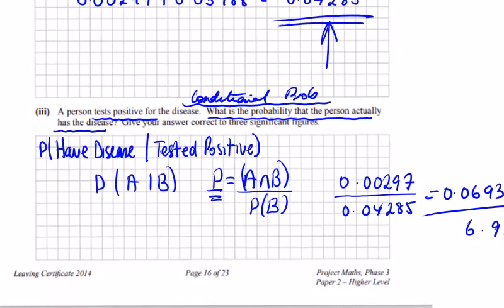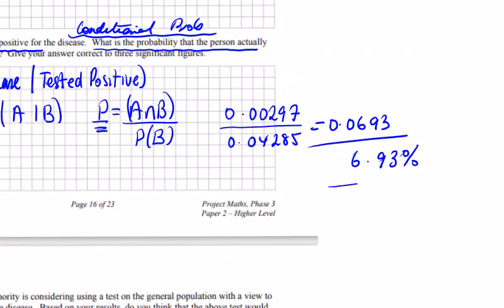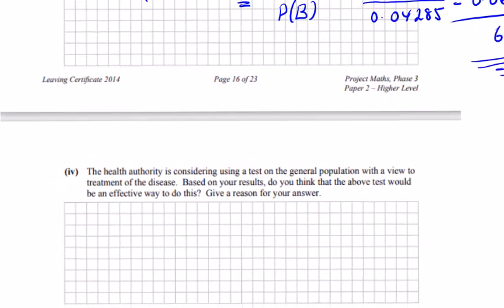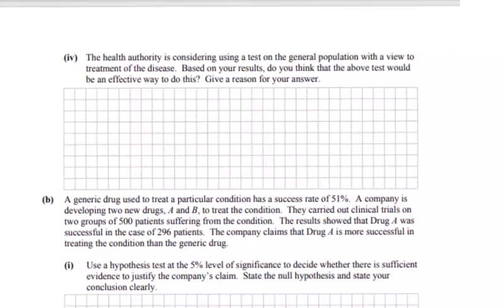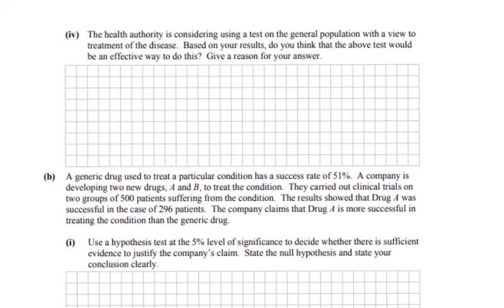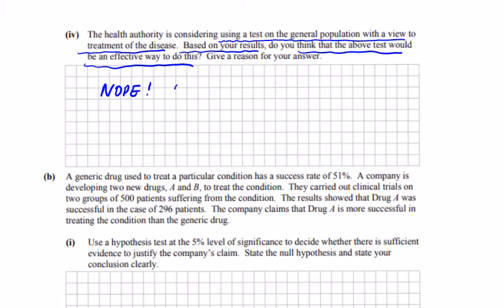A person tests positive. The probability that they have the disease is only 6.93%. This medical company have just been fired by the HSE. Is this part of the next question? The health authority is considering using a test on the general population with a view to the treatment of the disease. Based on your results, do you think the above test would be effective? Nope, definitely not. 6.93% positive. Crazy. No way. Call the HSE straight away.